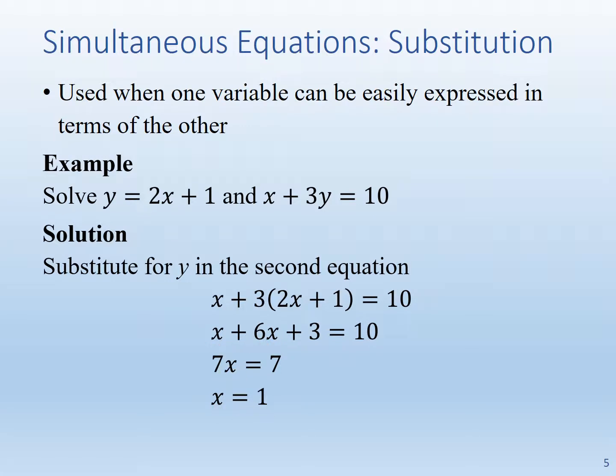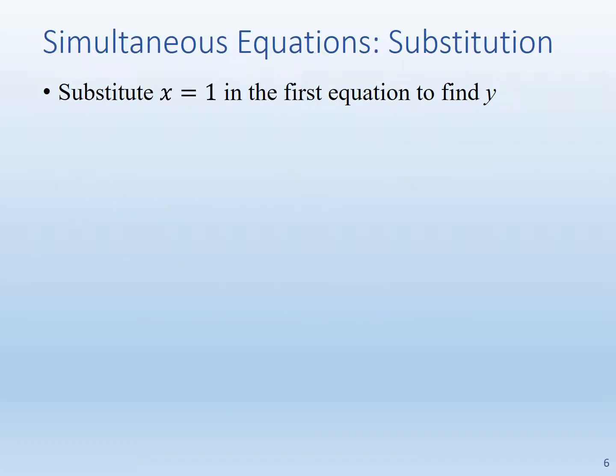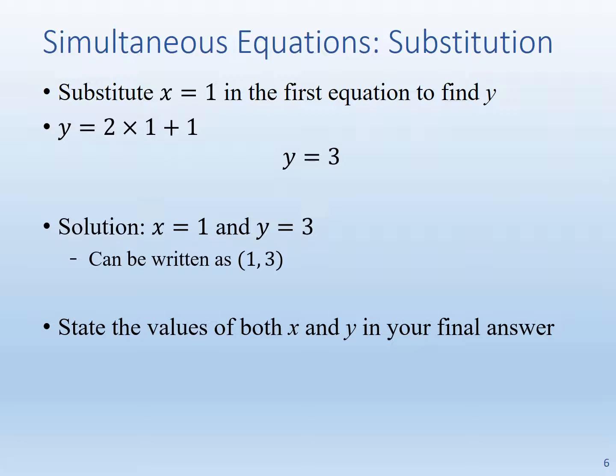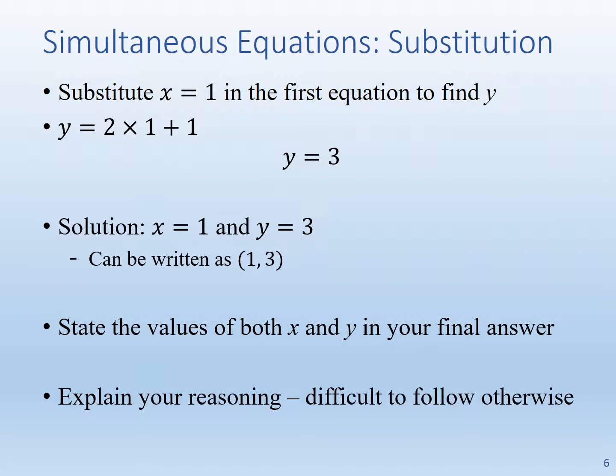x equals 1. We can now substitute x equals 1 in the first equation to find y. So instead of x, now we'll write 1 and then find what y is. That gives us y equals 3. So our overall solution is x equals 1 and y equals 3, which can be written as an ordered pair (1, 3). Always finish off by writing down what the values of both x and y are. And it is very important to explain what you're doing as you go through, otherwise it's very difficult to follow what is going on.